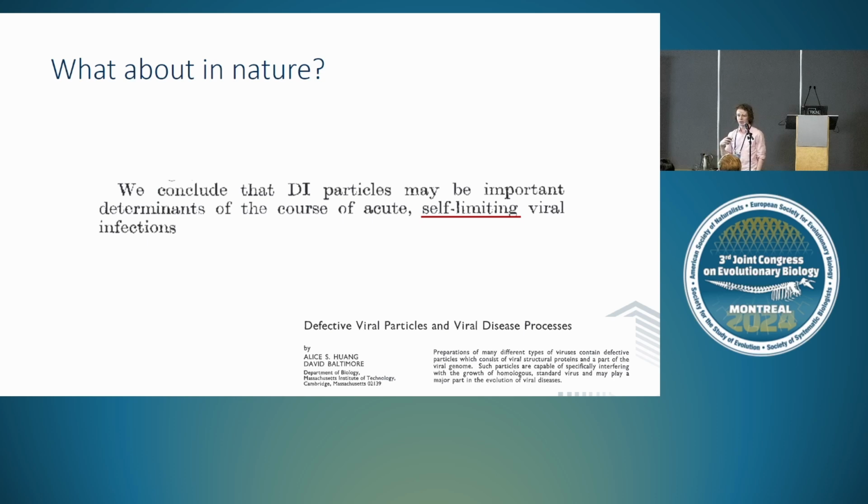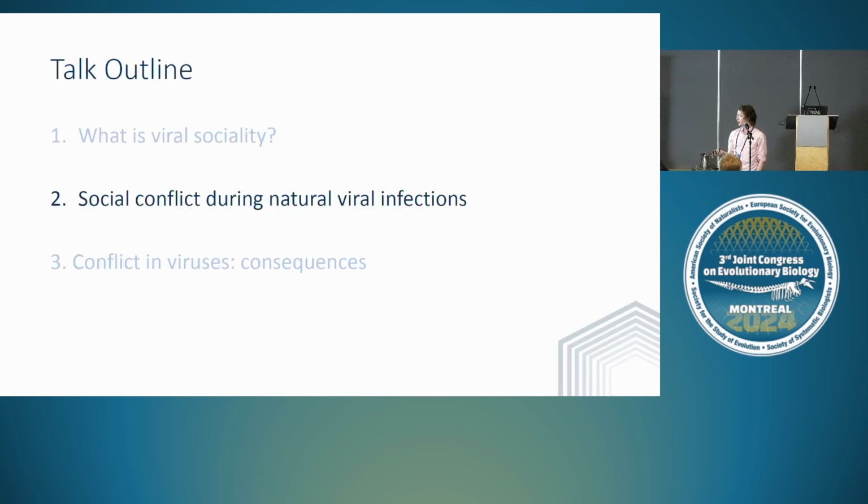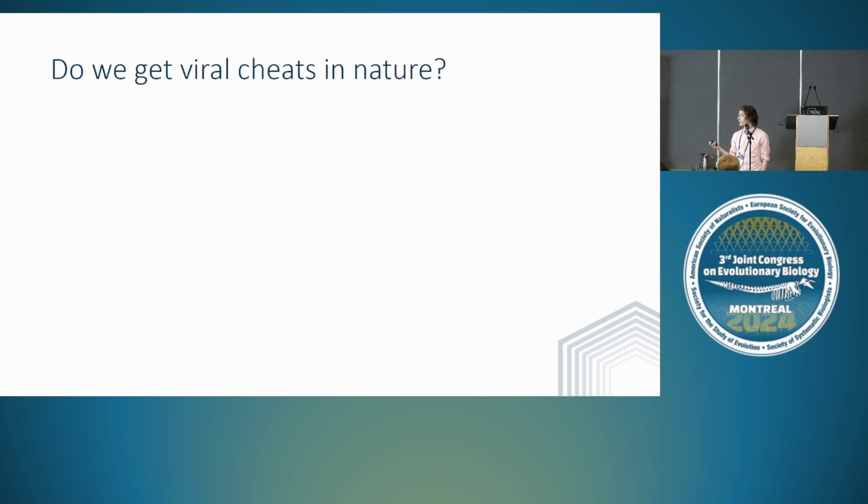The fact that these guys are so ubiquitous in the lab raises a question for natural infections. This quote comes from a fantastic review article in 1970 that defines these entities in the viral literature. There's this idea that if these guys crop up in the lab, maybe viral infections are intrinsically self-limiting. Maybe this idea of social conflict is inevitable and will drive viral infections extinct. So if it's happening in the lab, is it also happening in nature?